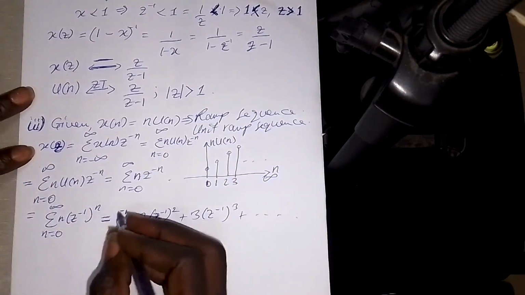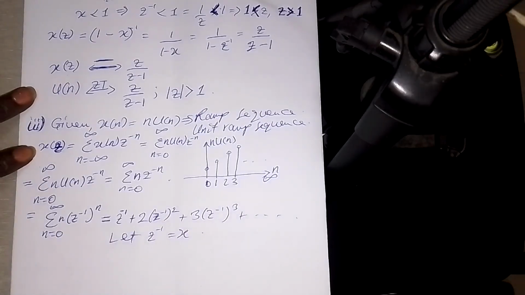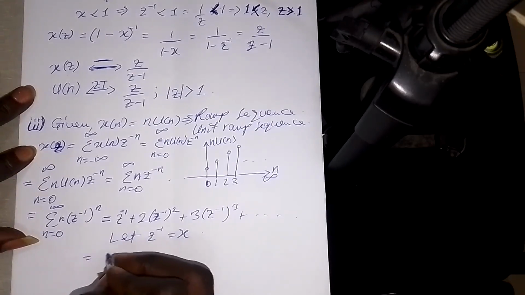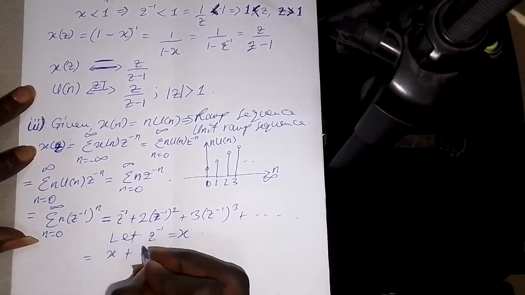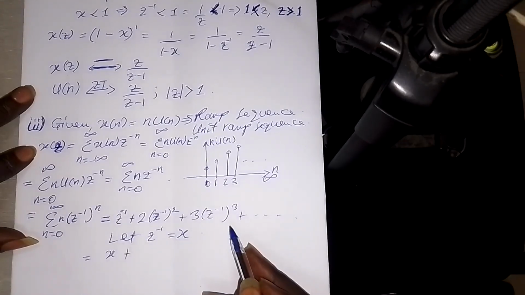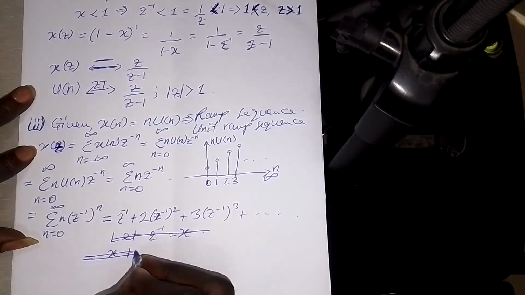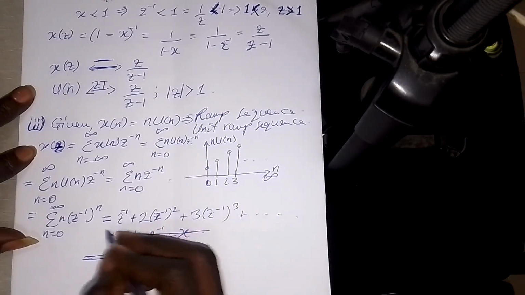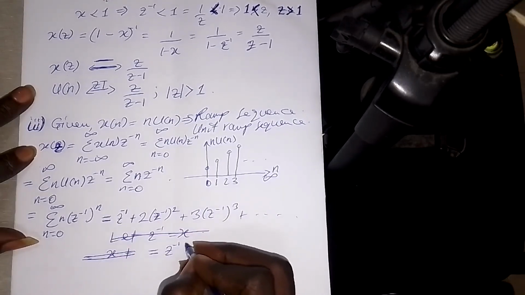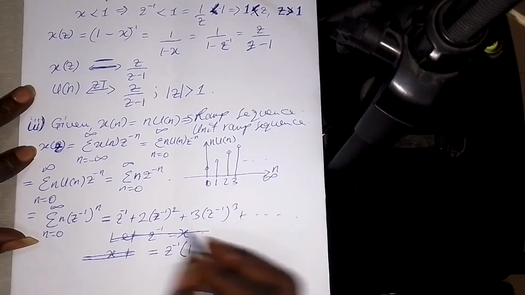So now I can say let z inverse be equal to x. Wait a minute, before I let that be x, let me do some further simplification so that I can simplify more. Let me bring z inverse out. If I bring z inverse out, I'll have 1.